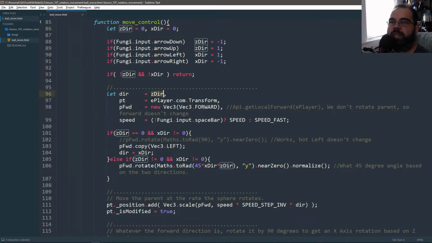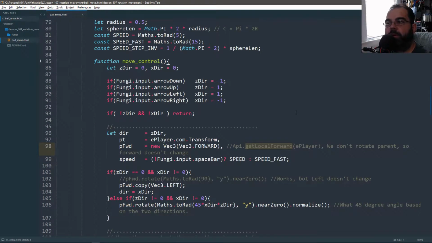So I kind of just saved Z into direction so I can start tweaking with it. Forward is forward. Like I said, since I'm not rotating the parent at all, like I was using get forward direction of the player. But since I'm not rotating the player object, the parent object, at all, forward is always forward. Forward doesn't change at all. So I don't need to do it. I can just say forward.